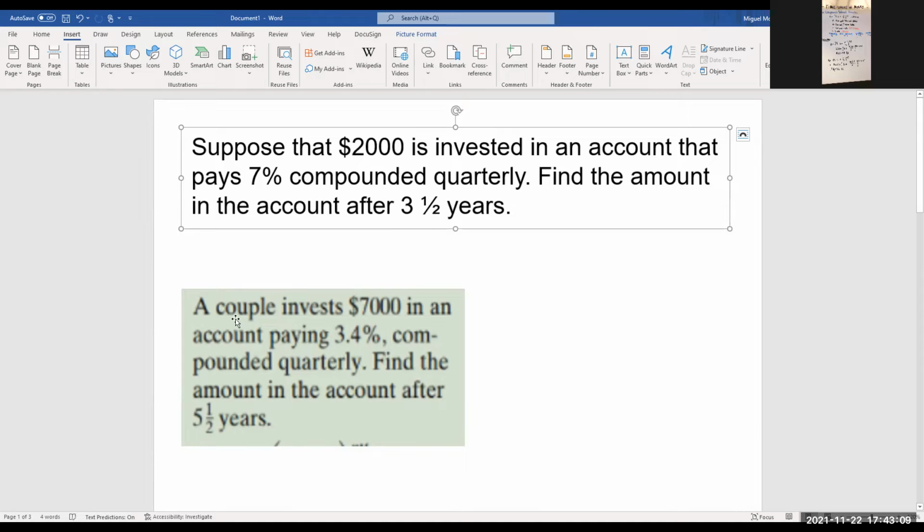The second problem that we're going to look at is as follows. A couple is investing $7,000 at 3.4% compounded quarterly once again. And we need to know the balance of the account after 5.5 years. In other words, after 5.5 years, 0.034 interest rate.